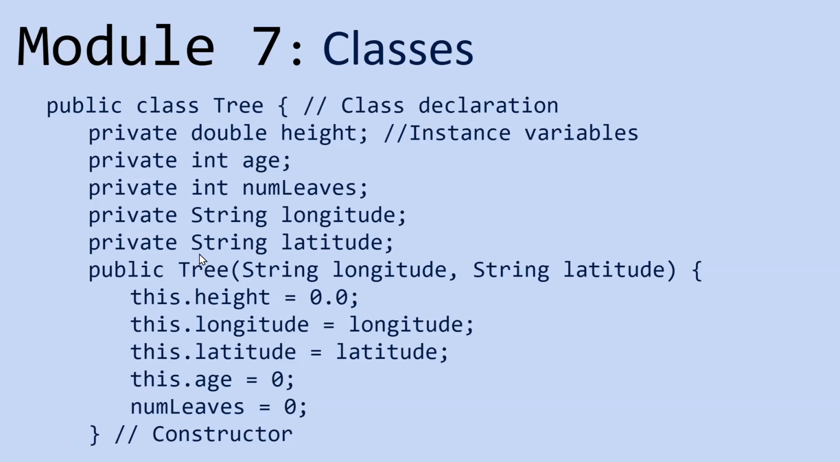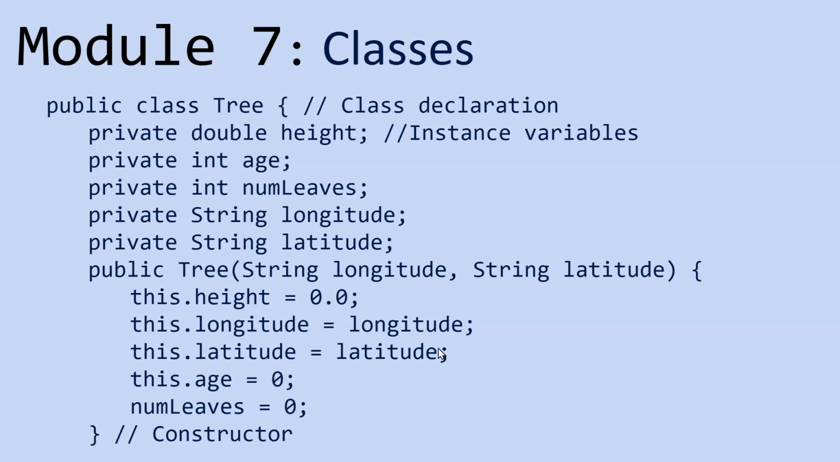And then we have our public Tree constructor. It's just taking two parameters, longitude and latitude. That's because for the other instance variables, like height, age, num leaves, there's a pretty logical starting value. We're assuming this tree was just planted, so it doesn't have a height. It hasn't grown yet. Similarly, age is 0, it just got planted. And num leaves, it doesn't have any leaves yet. So all those make sense to put at 0.